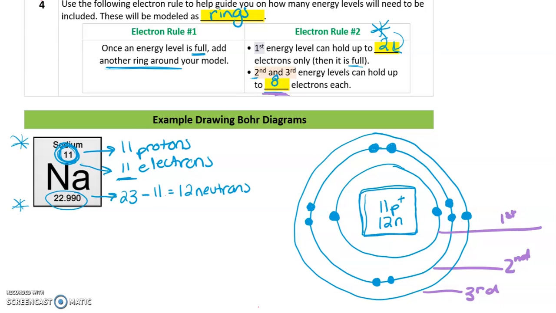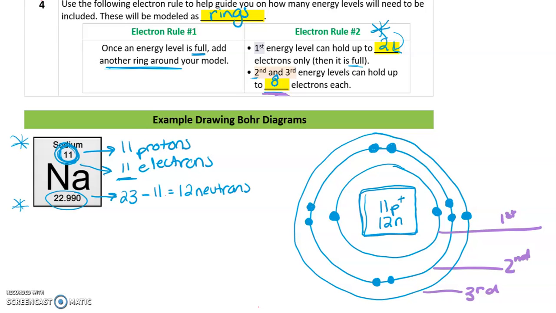For the purpose of this class, you will not be drawing more than 3 energy levels. They don't always follow these rules, and there are other exceptions, and they just get really big and complex. So we're going to stick to only elements that have 3 energy levels or less for this class.